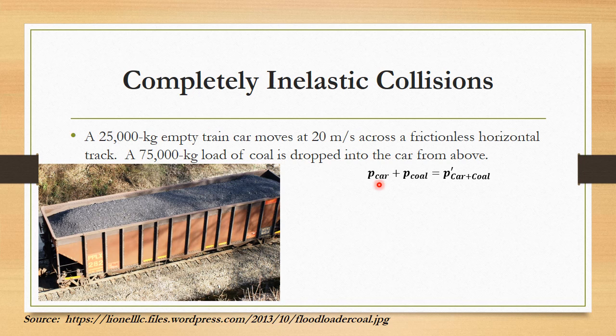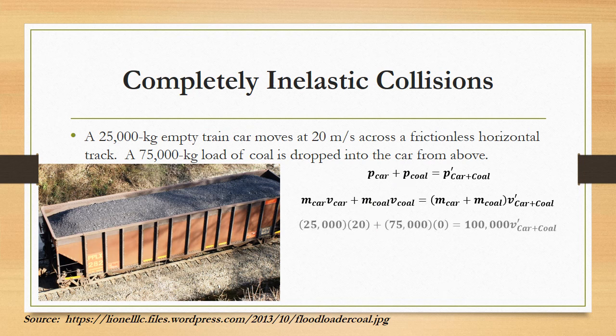So everything I've written here is the x dimension only. For instance, if I go to expand this to mass times velocity for each term, I'm going to plug in a velocity of 0 for the coal. And that should make sense if you remember that we're in the x dimension, because the coal was moving, right? It was moving vertically downwards. It was dropped from above into the train car, but its velocity horizontally was 0. So that's why it's important to keep your dimensions separate.